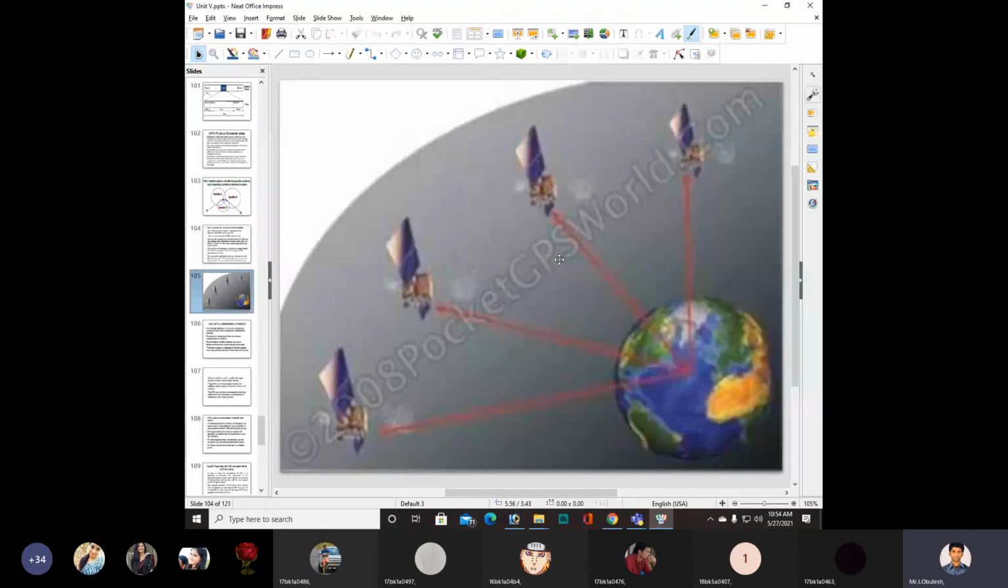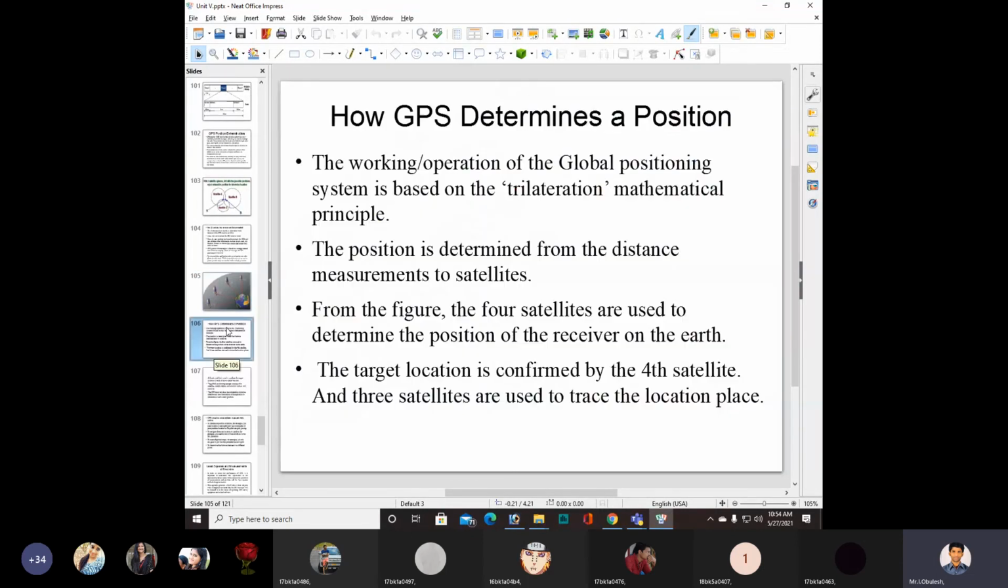You need to see the diagram. Here we have 4 satellites. By using these 4 satellites, first you trace the location with the help of 3 satellites, and the 4th satellite confirms the exact location of your target. Here, by using these 4 satellites, you find the exact position of your receiver on Earth. That is what we are discussing in the coming slides: how GPS determines a position.